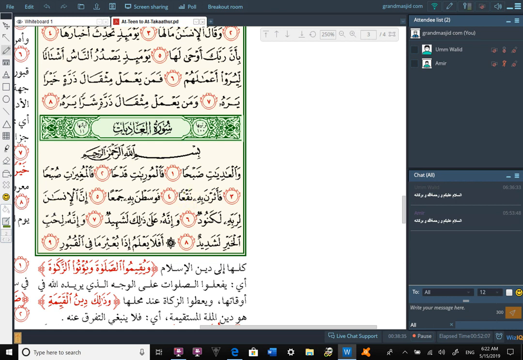Naq'a is your maf'ulun bihi. What's the effect that they are having? The effect is naq'a, meaning clouds of dust. So they're running, they're snorting, they're striking sparks. We know that from this raiding and running, they will create clouds of dust from their running. Naq'a are dust clouds.